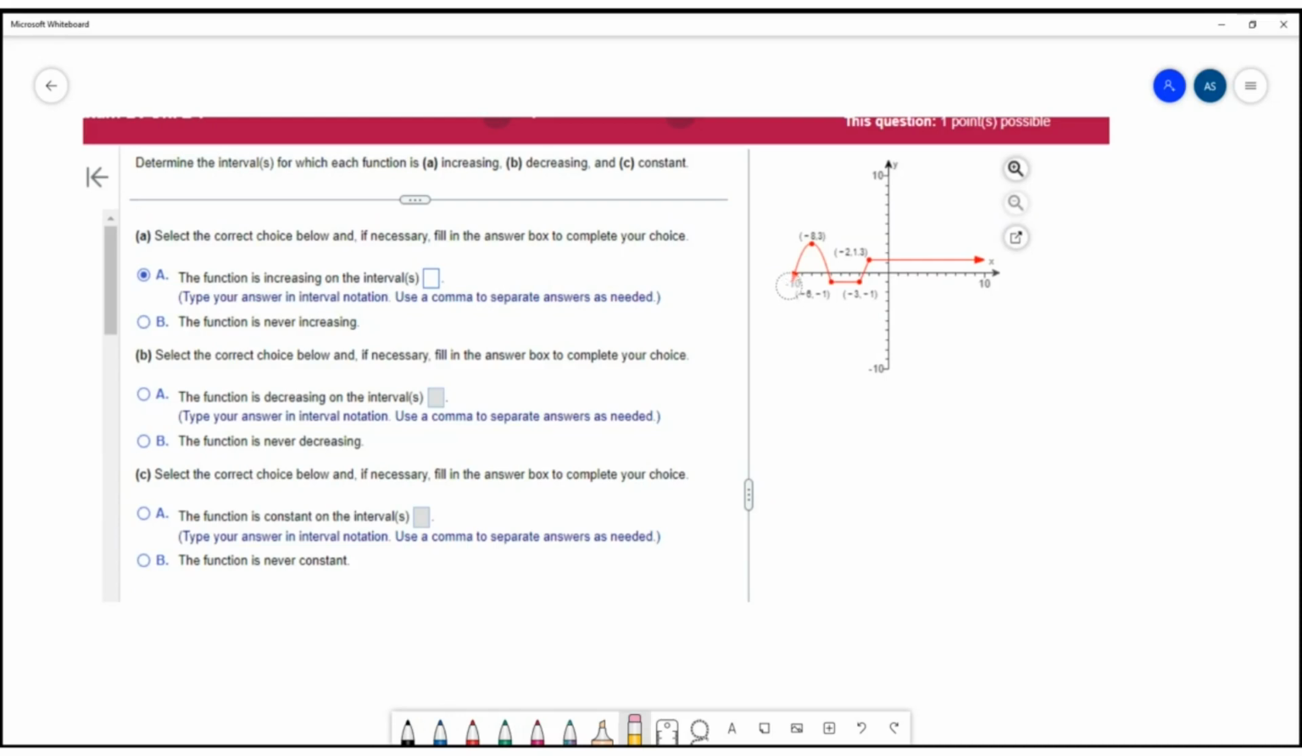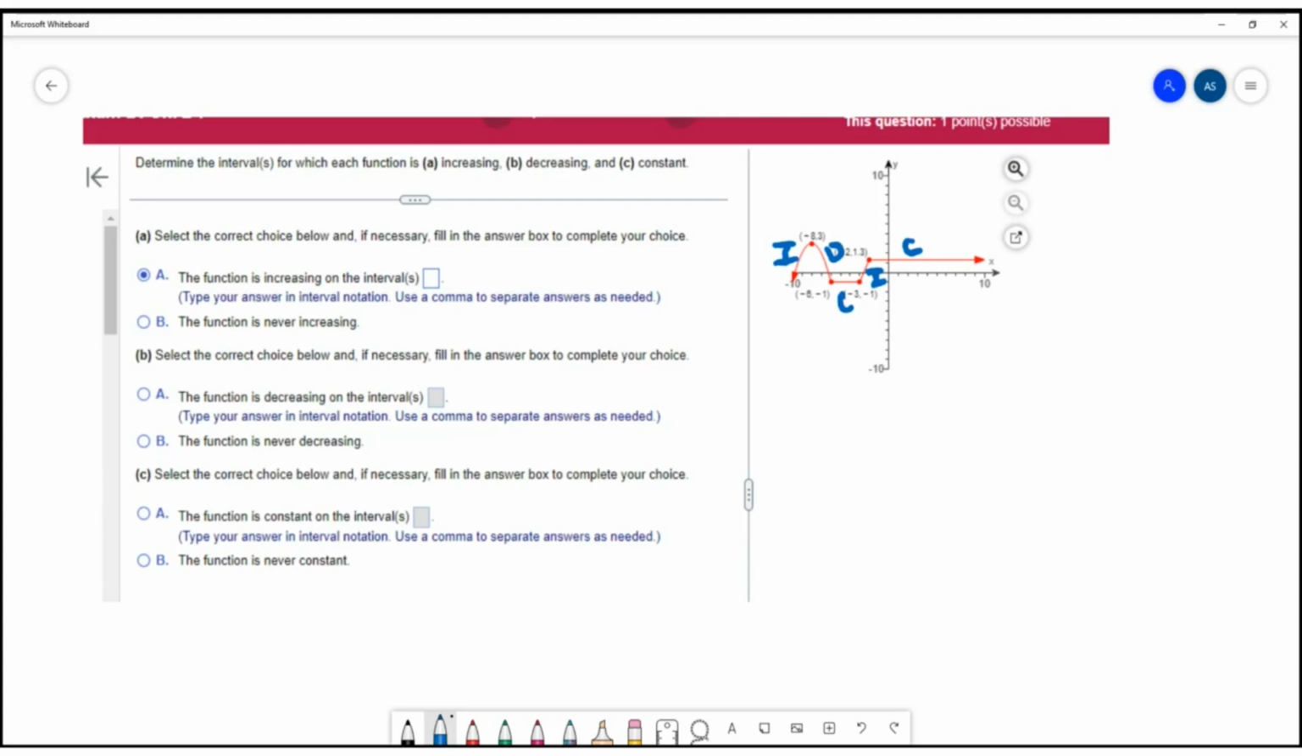Going from left to right, pay attention to the y values. They're increasing, then decreasing, then constant, increasing, and constant. You're always going to trace the graph going from left to right and pay attention to the y values. So we have increasing on this section, decreasing on this section, constant, increasing, and constant.